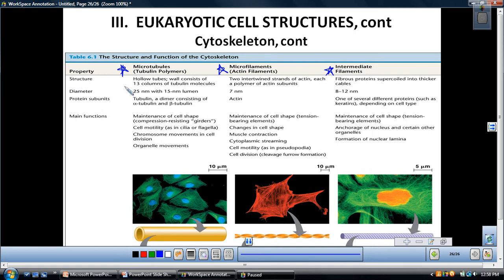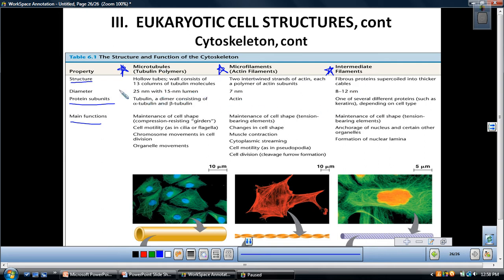This is kind of a chart, so it breaks down the structure of each of these. You can look at the diameter, the protein subunits, and the main functions. I'm not really going to ask you about the diameter section, but you can see the differences in sizes, with them all being in nanometers. And so with the microtubules, they're 25 to 15 nanometers. And then, of course, the smallest are the microfilaments with 7 nanometers. So that's just giving you an average size if you were using an electron microscope on the difference between microtubules, microfilaments, and intermediate filaments.